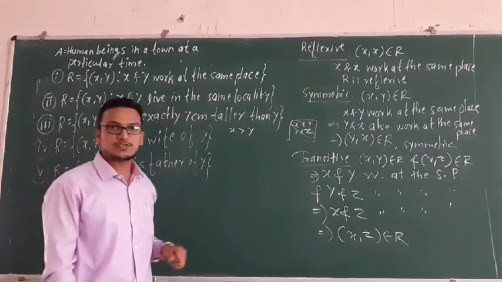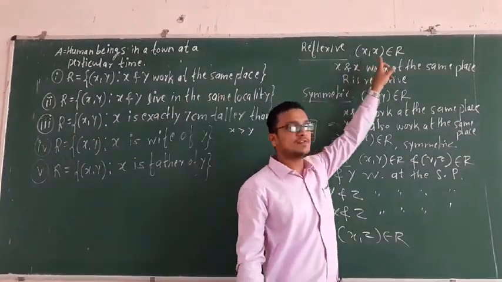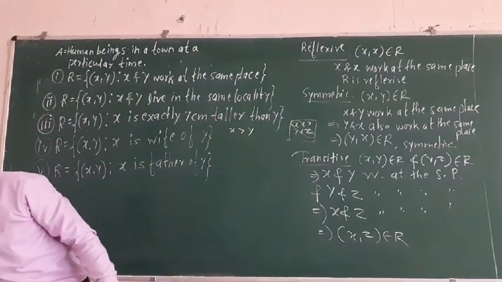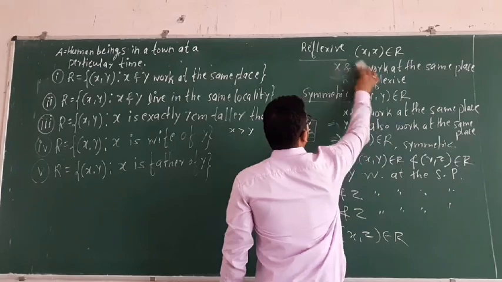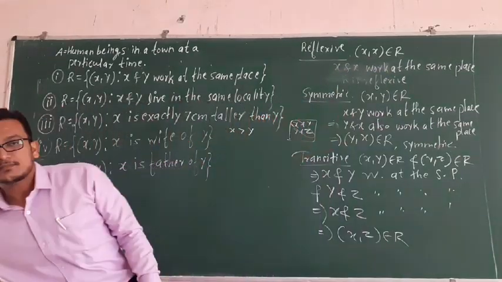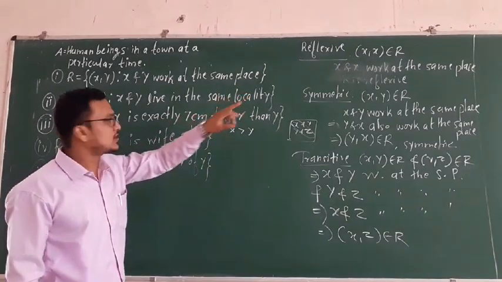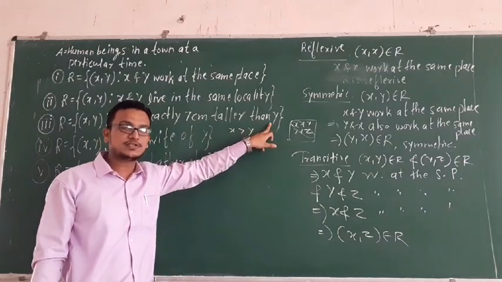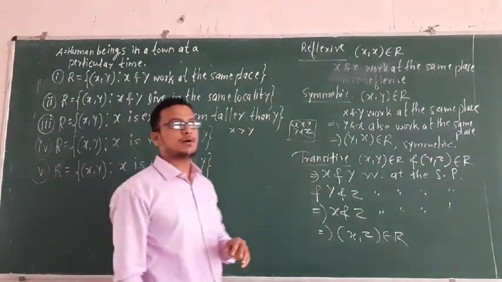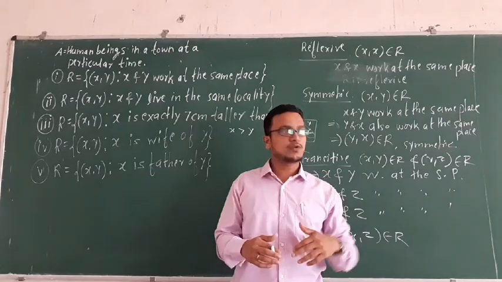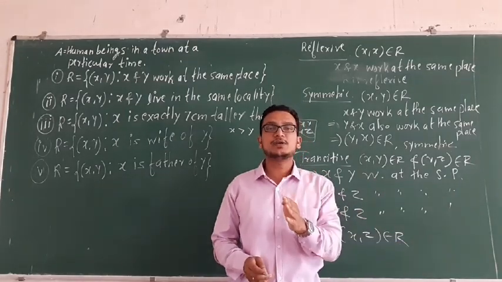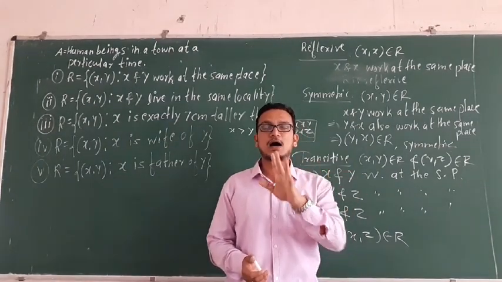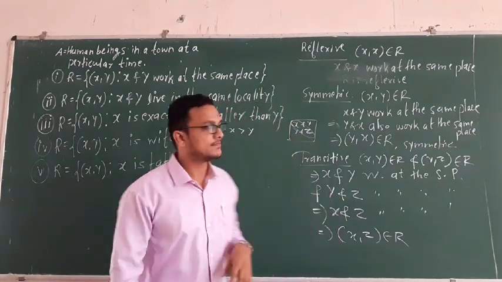Now see, if I take reflexive, the definition is (x, x) belongs to R. That means we get x is exactly 7 centimeters taller than x. Is it true? No, because we can't compare our height or weight to itself. We have to compare with another one. So x cannot be 7 centimeters taller than itself. Therefore R is not reflexive.